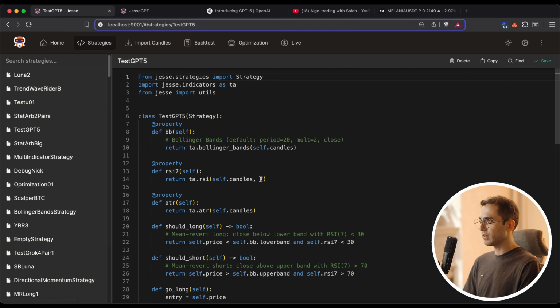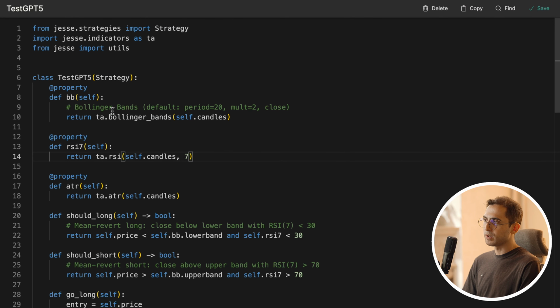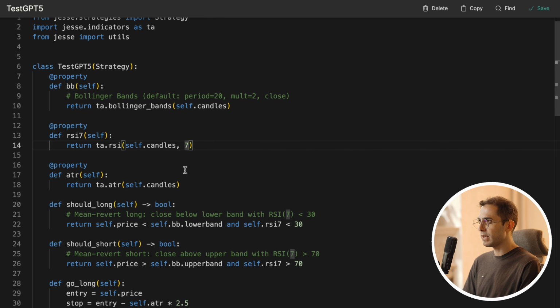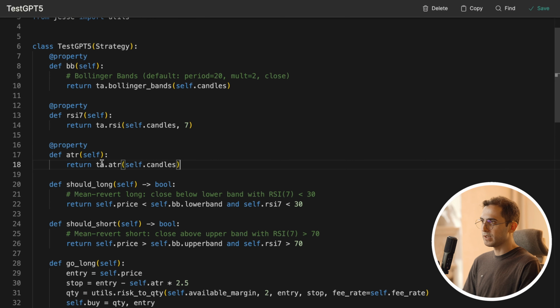Now, by the way, let's take a look at the code. So it defined the Bollinger Bands with the syntax ta.bollinger_bands, and then it passed the current candles with a period of 20. It knows this is the default, and it's also telling us about it in the comment. So this is pretty cool. Next, it defined the RSI 7, simply ta.rsi. It passed the current candles, and the second parameter, which is the period, is 7. The ATR, ta.atr, perfect syntax of Jesse framework.